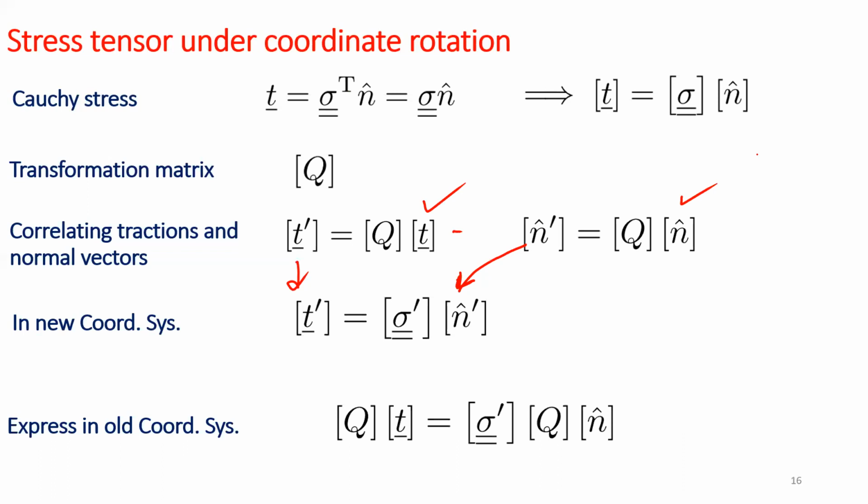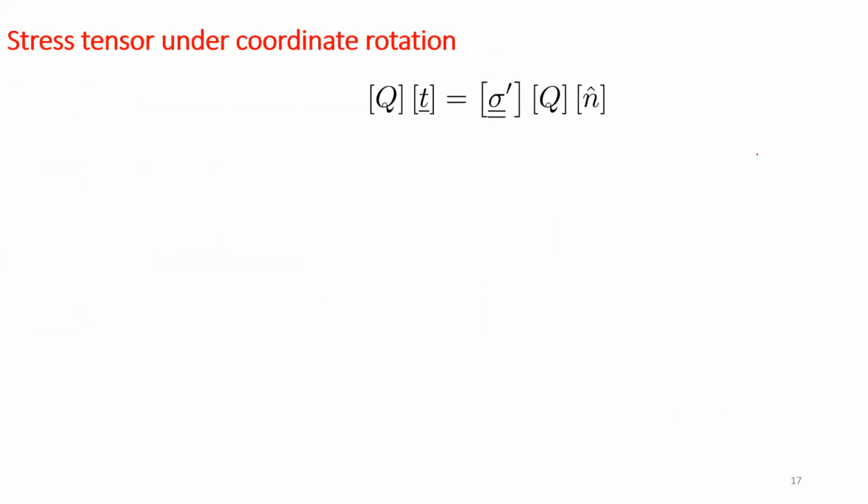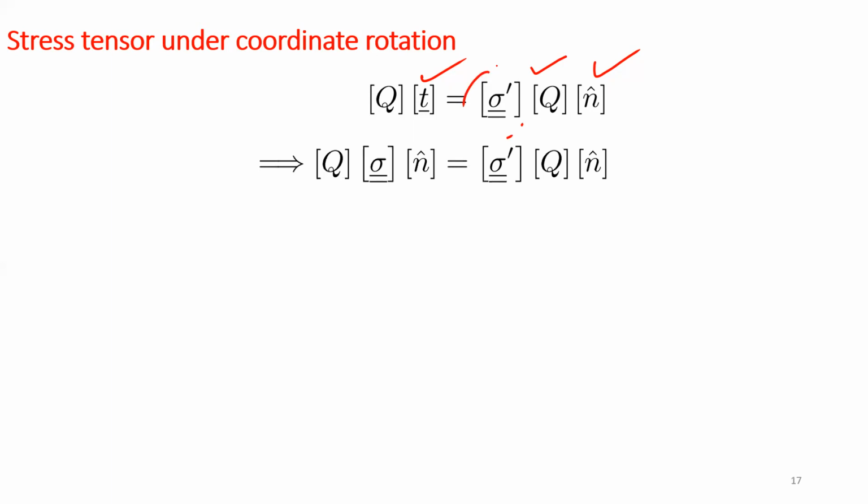And so this is the last expression that we have. I'm just moving to the next page. So this is the expression I have. And T is known, N is known, Q is known, because we know how much we are rotating the coordinate system by. So the only unknown remains sigma prime.